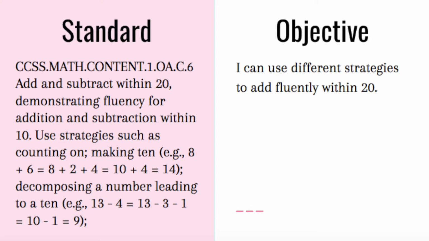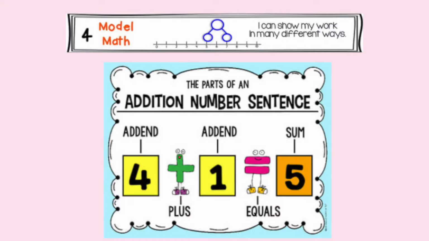So today we are going to be working on using different strategies to add fluently within 20. Our mathematical practice is model math, so you'll be showing how you use different strategies. And then our vocabulary is the parts of an addition sentence. So we can see the two numbers we add together are each called an addend. And then the answer we get from adding those two numbers together is the sum.